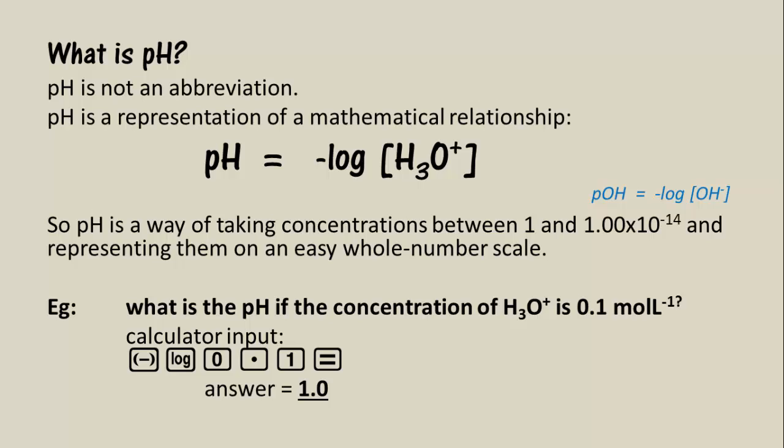This is also a good time to point out that when you are writing the answer to a pH calculation, you should be quoting at least one decimal place in your answer. Preferably no more than 2 or 3.